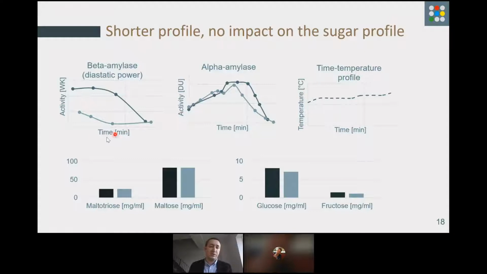But what we could see, this is the original beta amylase activity. By suggesting a new profile, what we could achieve is a higher diastatic power during mashing, a slightly higher alpha amylase activity as well, but most importantly, no difference when it comes to sugar composition. That was the first experiment in which we actually used the enzymatic information to reduce the mashing profile. In this case, only 5 minutes in a profile that was around 70 minutes.